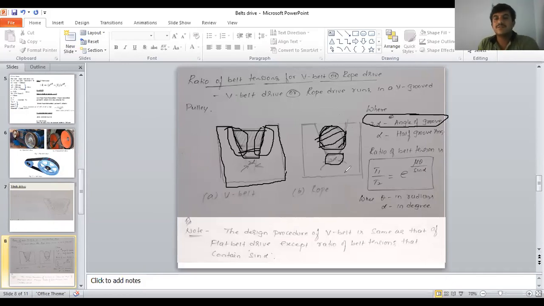Now for flat belt, the ratio of tension between the belt and pulley, T1 by T2, is e to the power of mu theta. For a V belt, the ratio of tension between the belt and the pulley, T1 by T2, is e to the power of mu theta by sin alpha. The division by sin alpha comes into the picture. The remaining procedure remains the same.